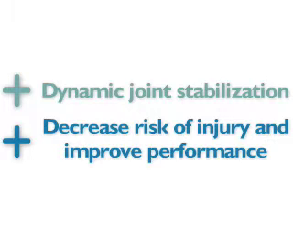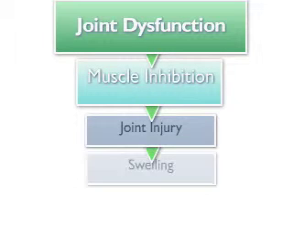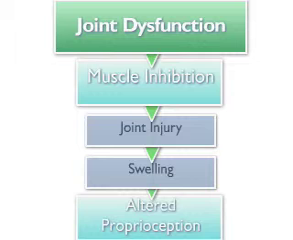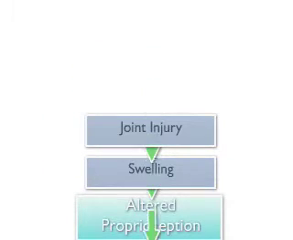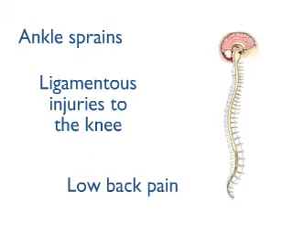performance. Research has demonstrated that joint dysfunction creates muscle inhibition. Joint injury results in joint swelling, which results in the interruption of sensory input from articular, ligamentous, and muscular mechanoreceptors to the central nervous system. This results in a clinically evident disturbance in proprioception. It has been demonstrated that sensory feedback to the central nervous system is altered following ankle sprains, ligamentous injuries to the knee, and low back pain.